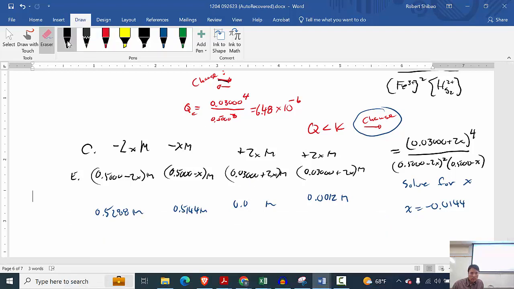So 300 minus 288. This is going to give us 0.0012. And so we'll do 0.0012 to the fourth, divided by 5288 squared.